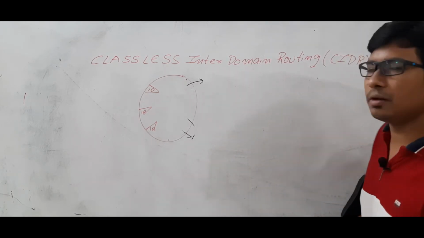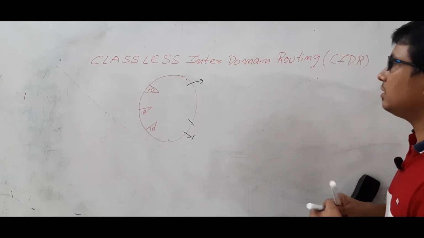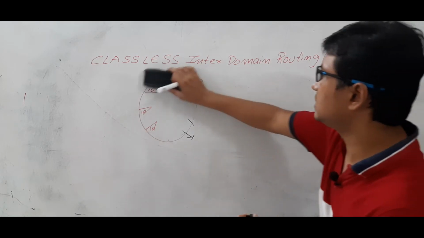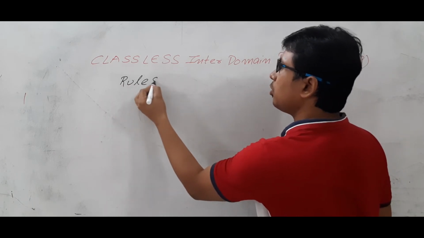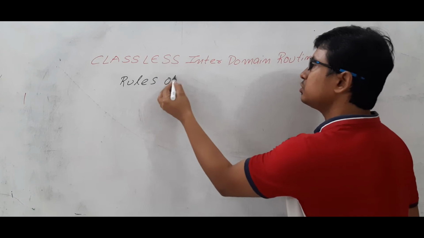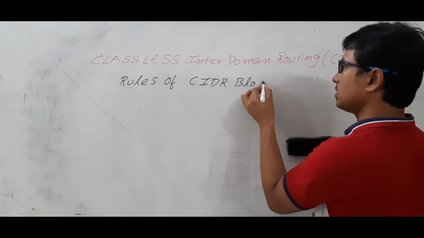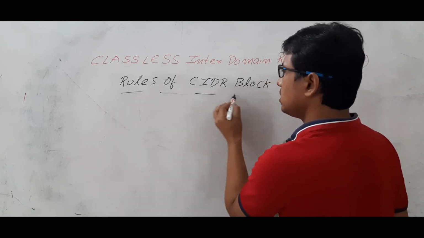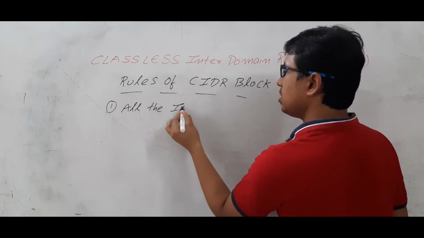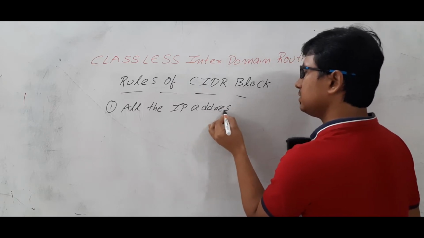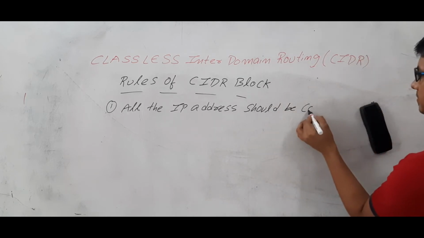So now we will discuss the rules for the CIDR block. This is very important. Please note down the rules for the CIDR block. If you want to take a block of IP addresses, what are the rules you should follow? The first rule is that all the IP addresses should be contiguous.